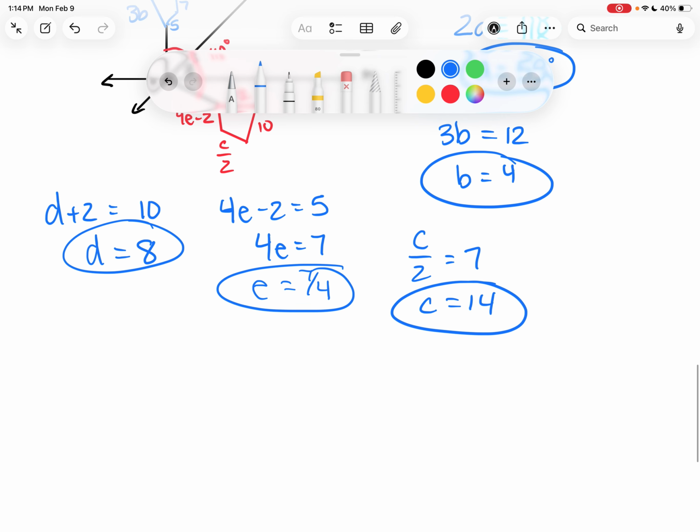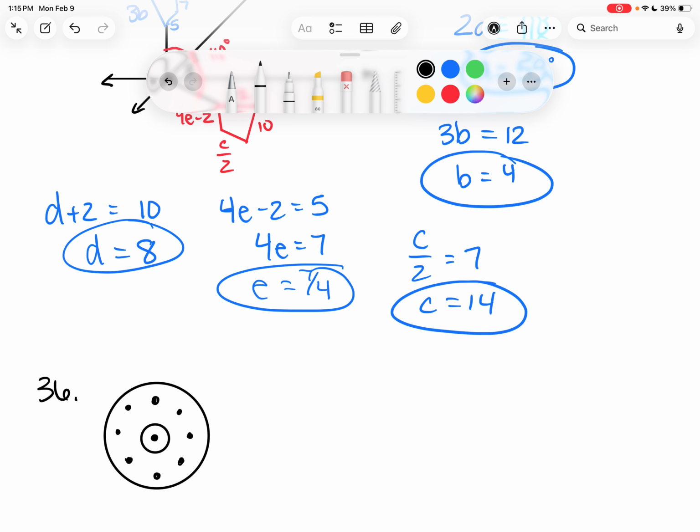Let's see, we're going to look at one more thing here with the wheels. Number 36, we have the wheel hub of a tire. There's a hole in the middle. It looks something like this. All the holes are the same size on the outside. Just ignore the fact that mine are not all the same size. It wants us to describe the rotational symmetry of the wheel hub, so how it's mapped onto itself, if it is at all.